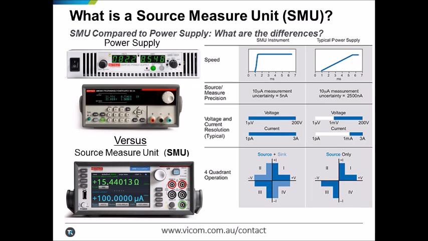An SMU sources and sinks, therefore has full four-quadrant operation, acting as both power supply and an electronic load. This can be especially valuable when characterizing power management components. During source or sink operation, the SMU can simultaneously measure voltage, current, and resistance.